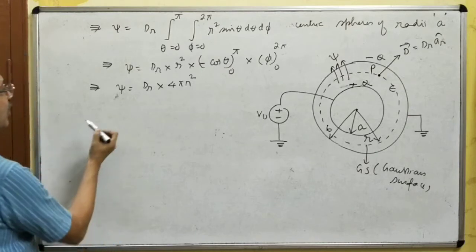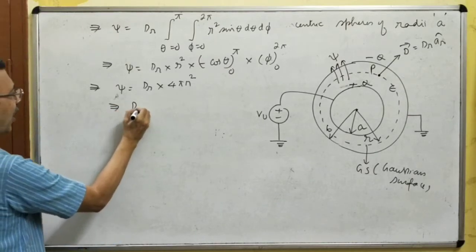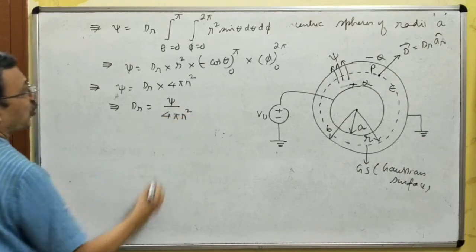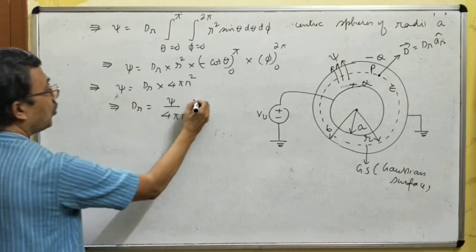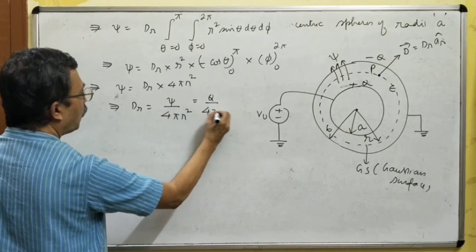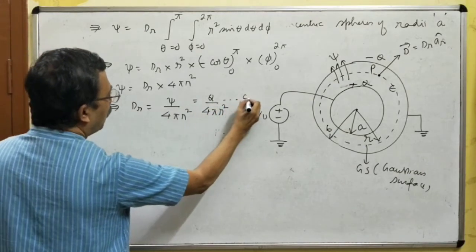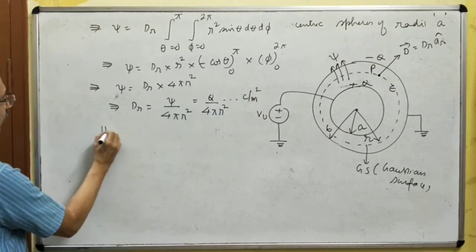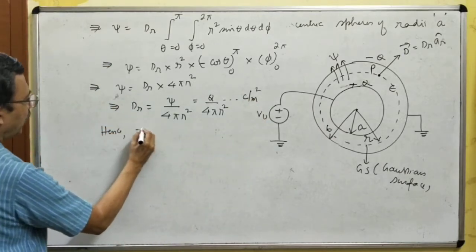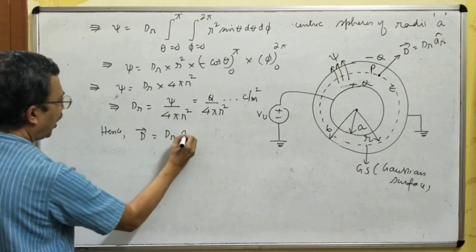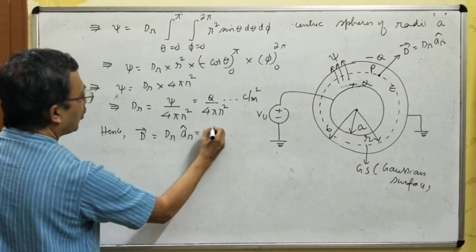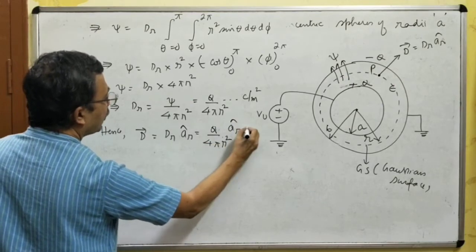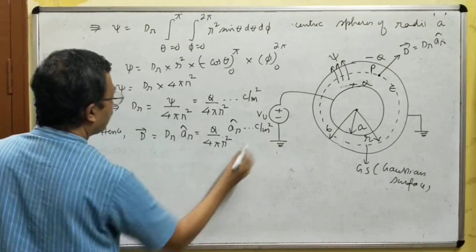So this implies D_r is equal to psi divided by 4 pi r square. What is psi from step number 1? Q. Q divided by 4 pi r square, so many coulombs per meter square. Hence, vector D is equal to D_r into a_r cap is equal to Q by 4 pi r square a_r cap, so many coulombs per meter square.